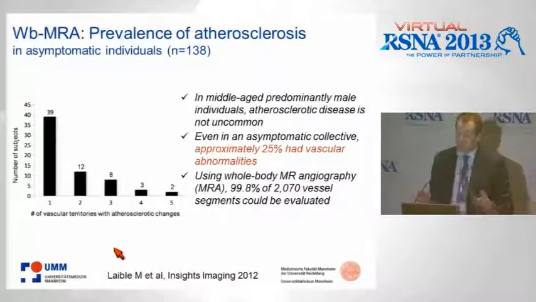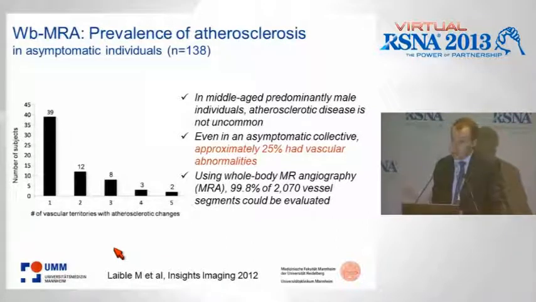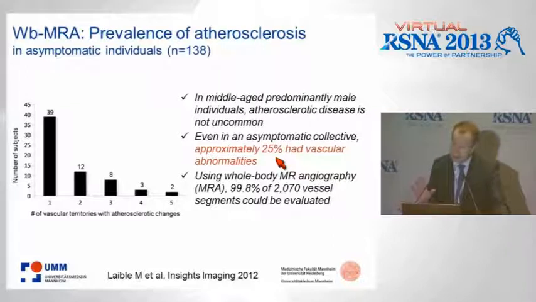So let's start out with the assessment of atherosclerosis. We did a study in healthy, not asymptomatic individuals in a larger study that lasted for about 3 to 4 years. And we could show that in middle-aged, predominantly male individuals, atherosclerotic disease is not uncommon. And even those individuals were all asymptomatic. About 25% had vascular abnormalities. And the good thing is 99.8% of all the vessel territories were accessible by whole-body MR. So it's a robust technique, and it indeed shows the prevalence of atherosclerosis.